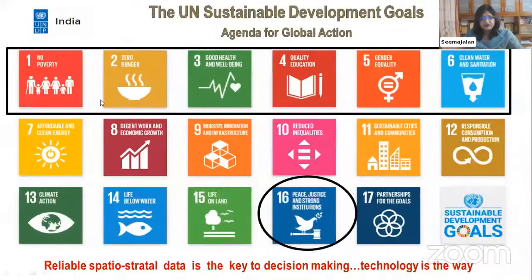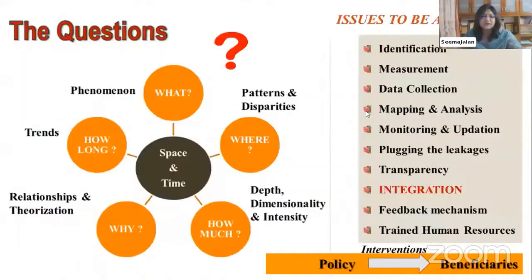Cutting across all the sustainable development goals, the main requirement is reliable spatiotemporal data, which is the key to decision making, whether it be any department or any policy per se. And technology is the only way out, which is, I think, what we've been talking about since morning.